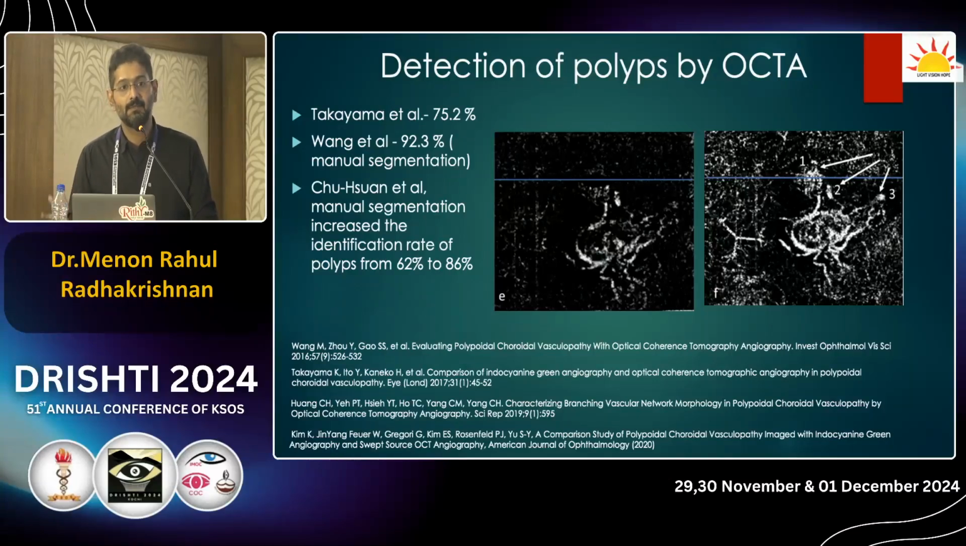Now, on the detection of polyps by OCTA, Takama and group found that with automated segmentation, around 75% of the time you can pick up polyps on the OCTA NFAS image. With Wang and group, when they did manual segmentation, they found that in their study, around 92% of the PCV cases, you could pick up the polyps. Chushuan and group is a Chinese group which found that in the same set of patients, by comparing the automated segment with the manual segment, the identification rate of polyps rose from 62 to 86%.